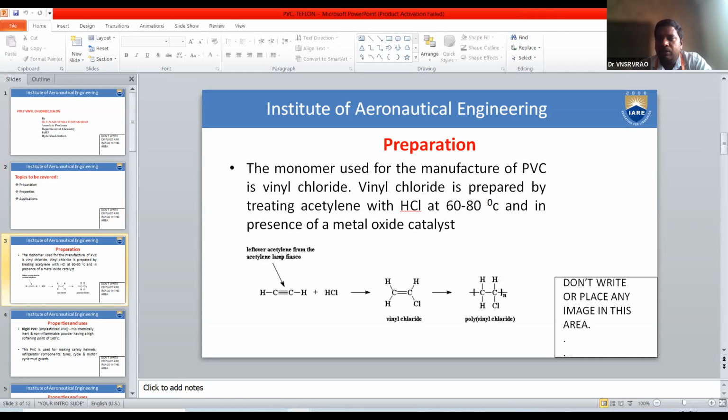Small n means, anybody know what is the meaning of small n? Number of monomers. Very good. Number of the monomers which participated in the polymerization. That is simply called the degree of polymerization, represented with small n, the total number of monomers involved in the addition polymerization to give a final product like polyvinyl chloride.